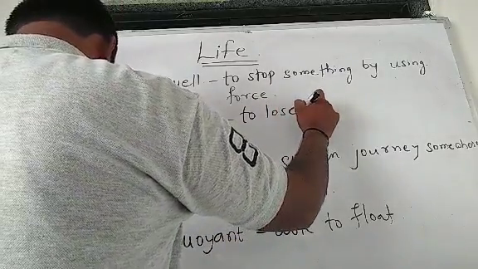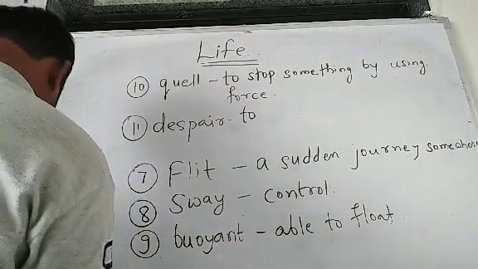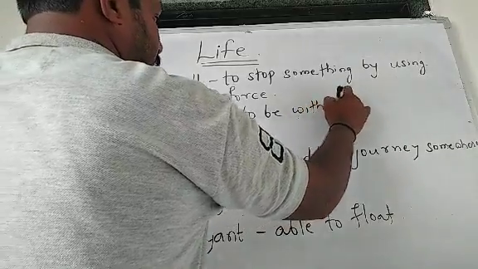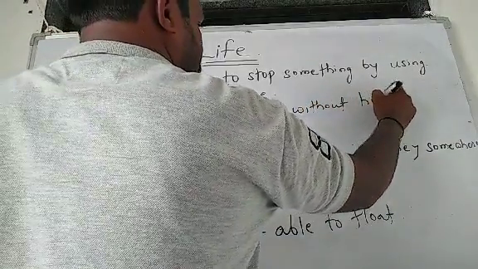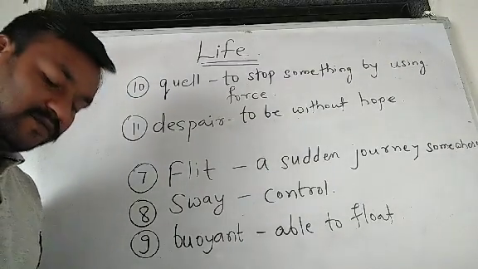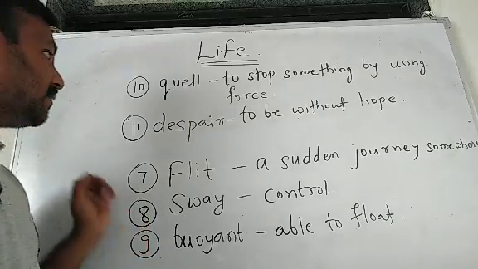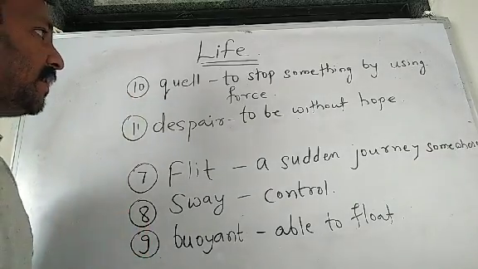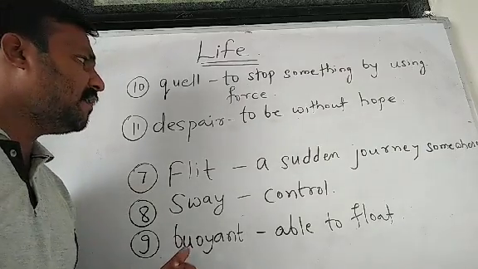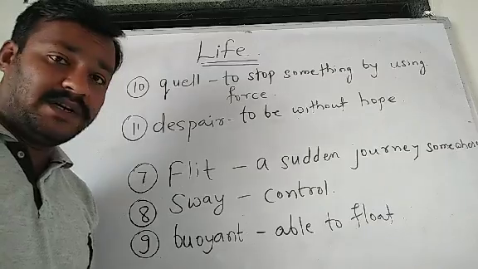Here, meaning to be without hope. In this poem, the meaning of despair is what? To be without hope, isn't it? So write down these two words also. Quell means to stop something by using force. Despair means to be without hope. So these are the words.